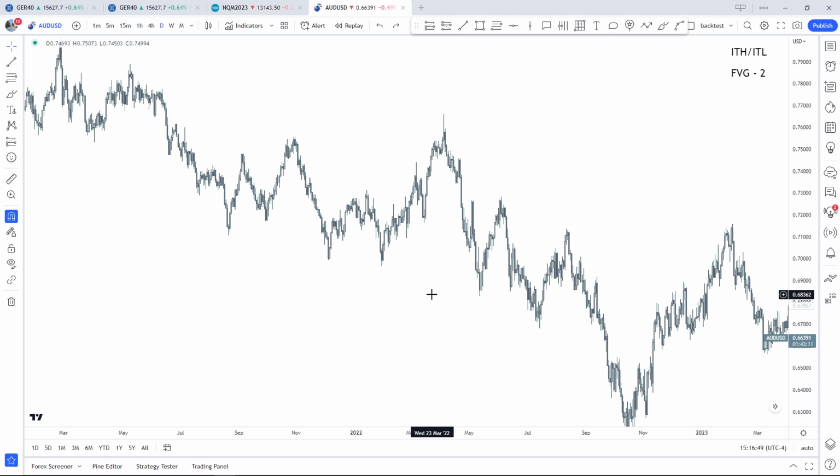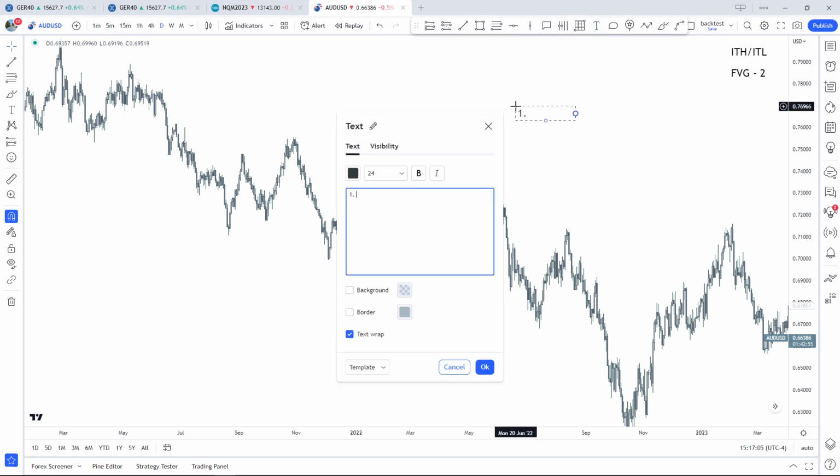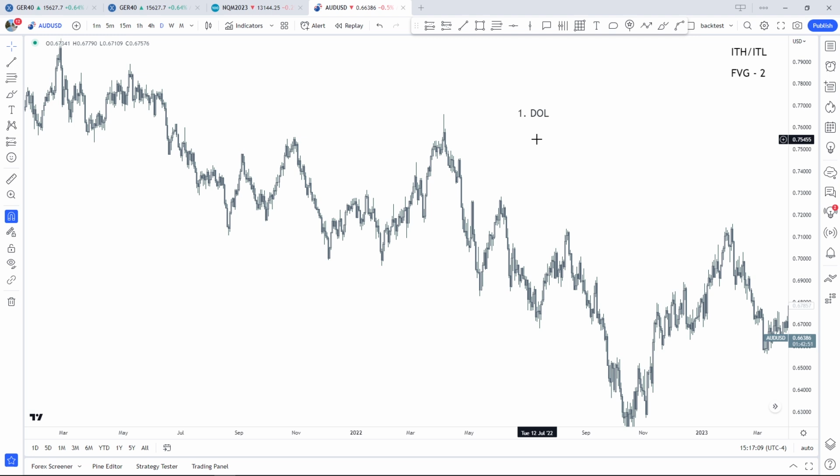If we understand both rules of how an intermediate term high and intermediate term low gets formed, then let's take a look at this situation right here. First off, we always need a draw on liquidity. So one draw on liquidity. Of course, without a draw on liquidity, we are basically blind. We are trading blind, and we're basically trading in low probability conditions without a draw on liquidity.